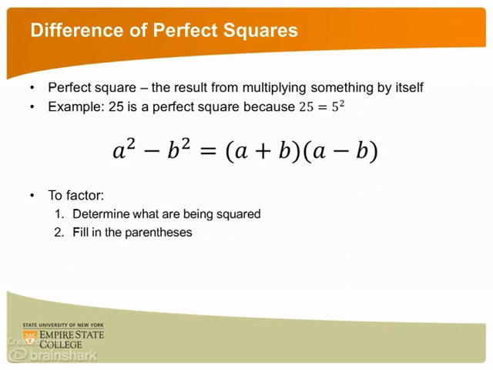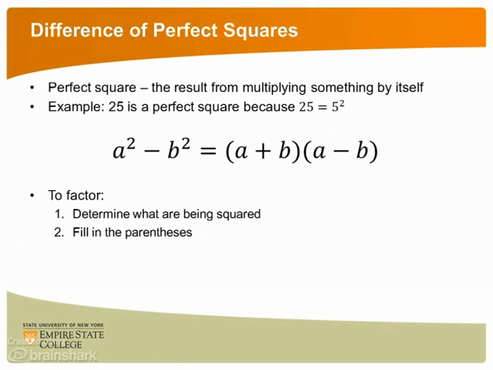A perfect square is a number or variable expression that results from multiplying something by itself. For example, 25 is a perfect square because 25 equals 5 squared, or 5 times 5. How does this help us? A polynomial is a difference of perfect squares if the terms are perfect squares and they are being subtracted. In general, this means you have a squared minus b squared.